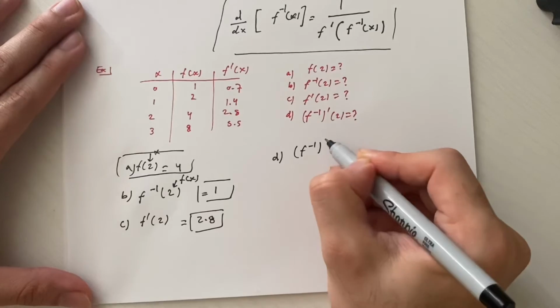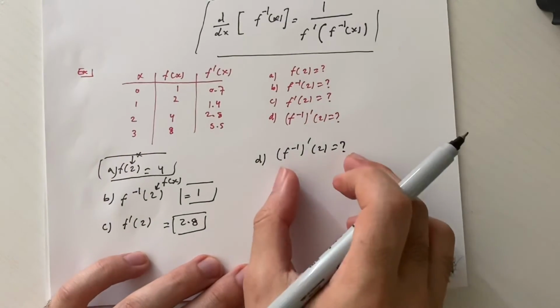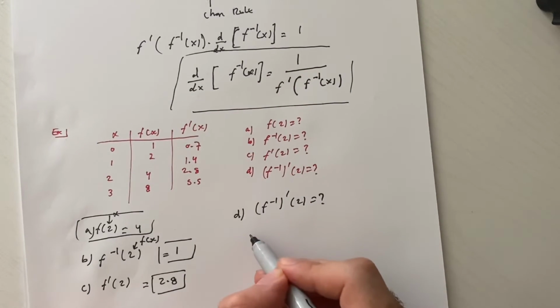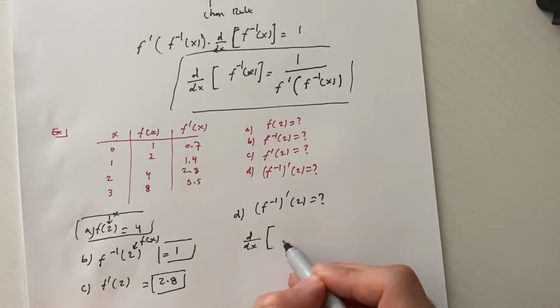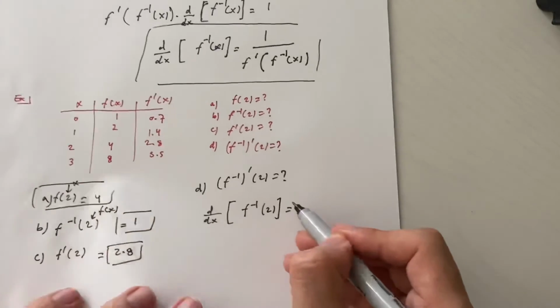At d here we have to find the derivative of the inverse at x equal to 2. What we need to use here is the formula above, the derivative of the inverse evaluated at x equal to 2. So we'll substitute x by 2.